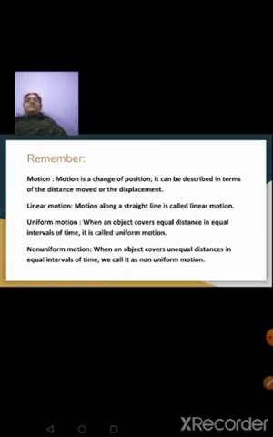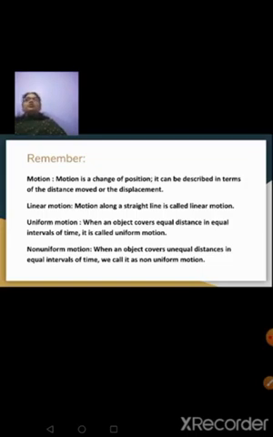Okay, first, what is motion? Motion is a change of position. Or how will you define motion? Motion is defined as a change of position. Whenever an object moves from one point, there is a change in position. So you call this change of position as motion. When the object moves along a straight line, you say the object is showing linear motion.